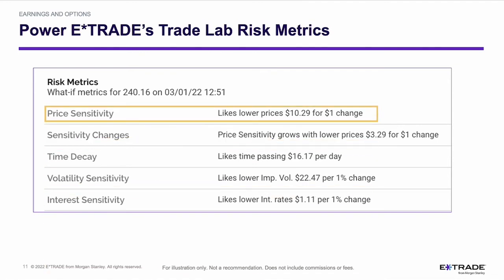Let's look at what happens as far as price sensitivity goes. The position will like lower prices. That'll be a $10.29 change for a $1 change in the stock with that position.